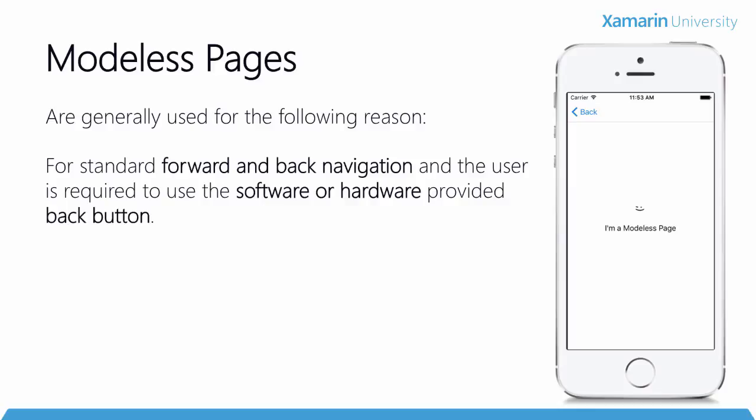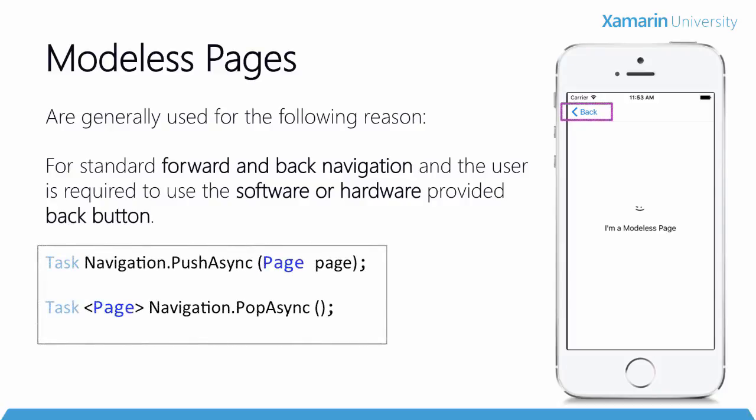Modal-less pages are generally used for standard forward and back navigation. For backwards navigation, the user uses the software or hardware provided back button as per the platform the app is running on. In these pages, we're not concerned about back navigation without completing any information or action that is required on the currently presented page. For these pages, we have the Navigation.PushAsync and Navigation.PopAsync methods to manage forward and backwards navigation.